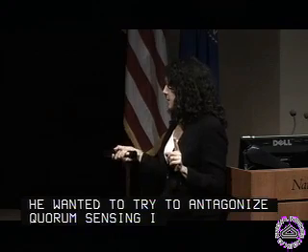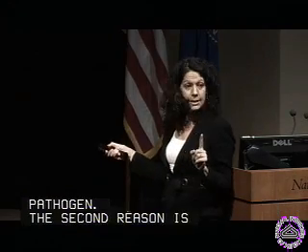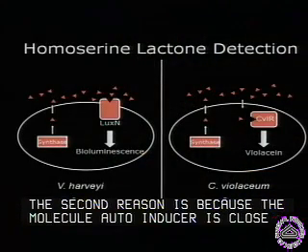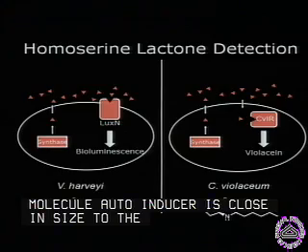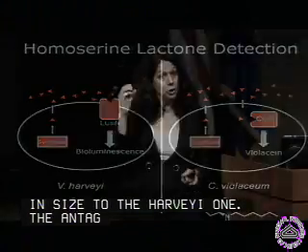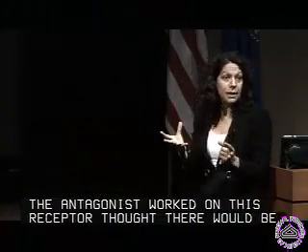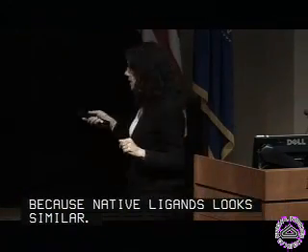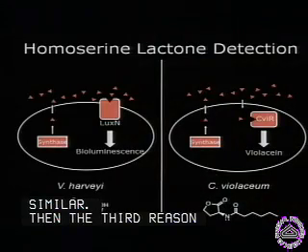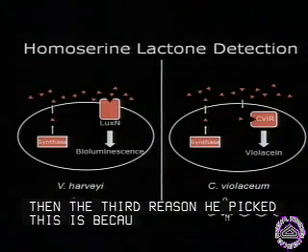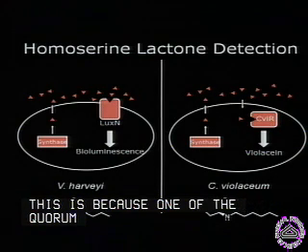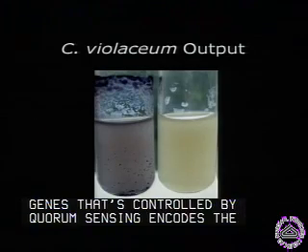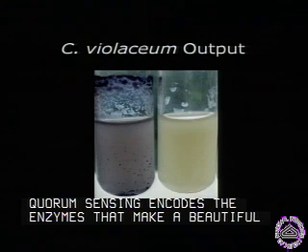The second reason is because the molecule, the C6 autoinducer, is pretty close in size to the Vibrio harveyi one. So this is a C4, and remember the antagonist worked on this receptor, so he thought there would be a good chance of this working because the native ligands look kind of similar. And then the third reason he picked Chromobacterium violaceum is because one of the quorum sensing readouts, one of the genes that's controlled by quorum sensing, encodes the enzymes that make a beautiful purple pigment, which is why this bacterium is called violaceum.